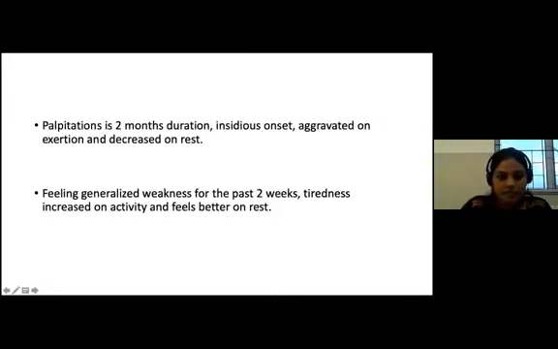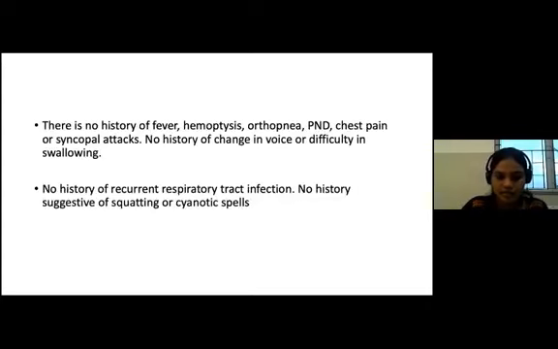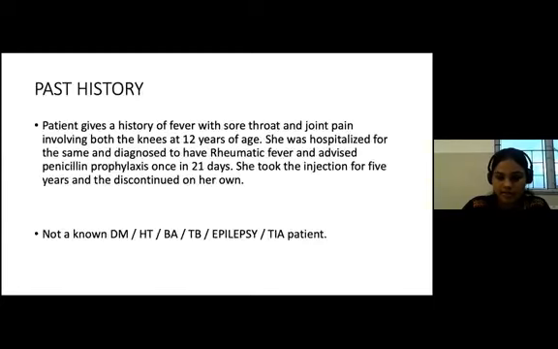And palpitation was since 2 months duration. It was insidious in onset, aggravated on exertion and decreased on rest, and she has felt generalized weakness for the past 2 weeks. Tiredness increases on activity and she feels better on rest. There is no history of fever, hemoptysis, orthopnea, paroxysmal nocturnal dyspnea, chest pain, or syncopal attacks. No history of change in voice or difficulty in swallowing. No history of recurrent respiratory tract infection. No history suggestive of squatting or cyanotic spells.